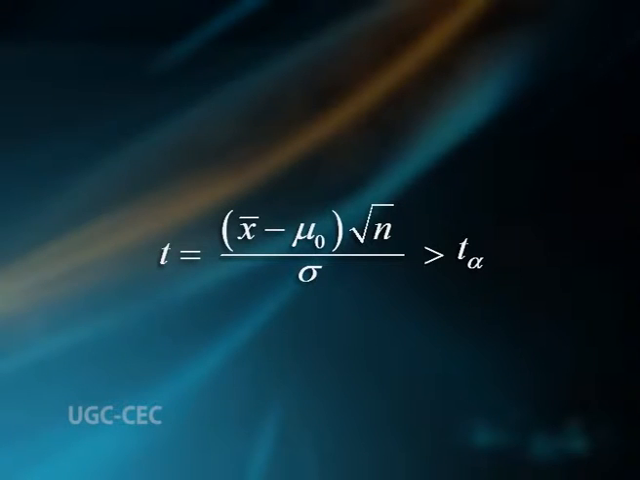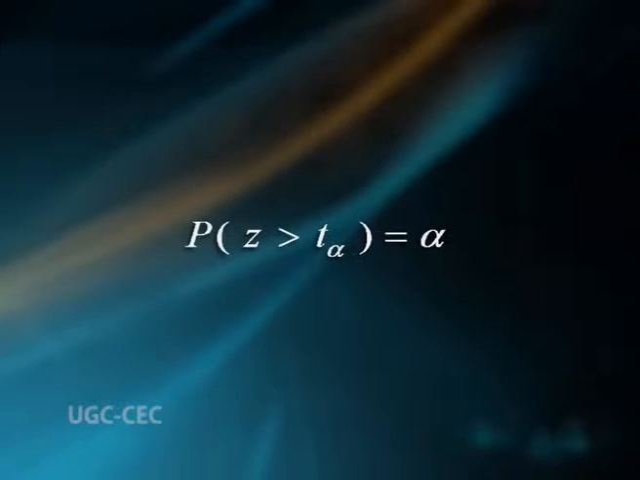If H0: mu equal to mu naught is to be tested against H1: mu greater than mu naught, we reject H0 when t equal to (x bar minus mu naught) times square root of n divided by sigma is greater than t alpha. One can get t alpha from the table of standard normal distribution such that P(Z greater than t alpha) equal to alpha, where Z follows the standard normal distribution.